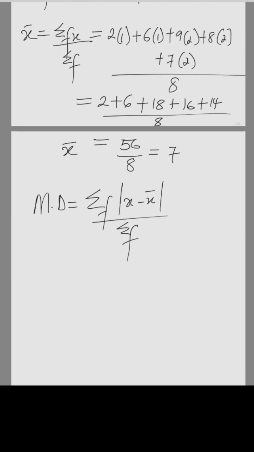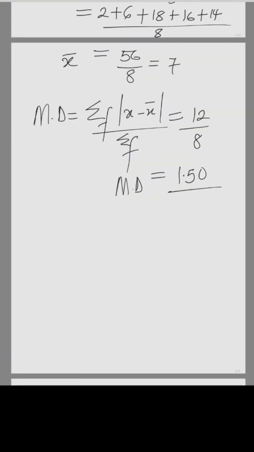So now we can go back to the formula here to get the mean deviation. Here we're going to have 12 divided by 8. So the mean deviation here, we're going to have 1.50. So this is the mean deviation, and this answers the first question.